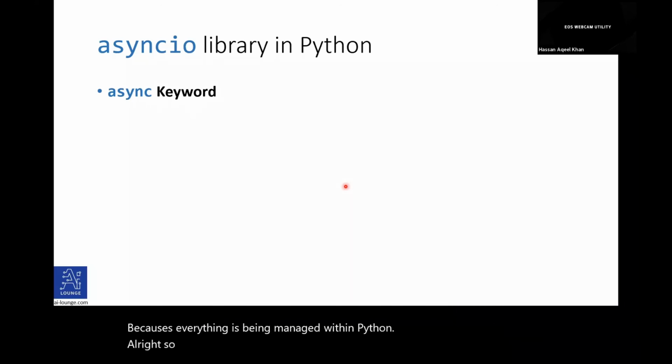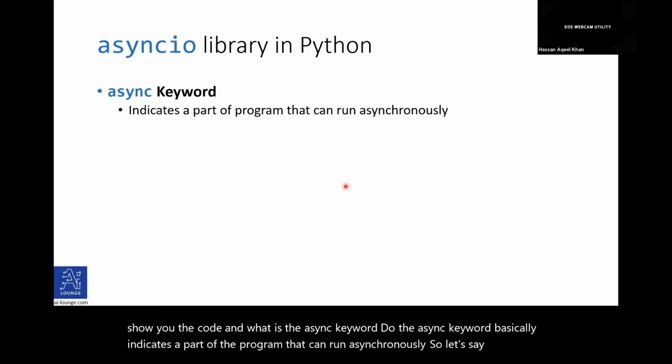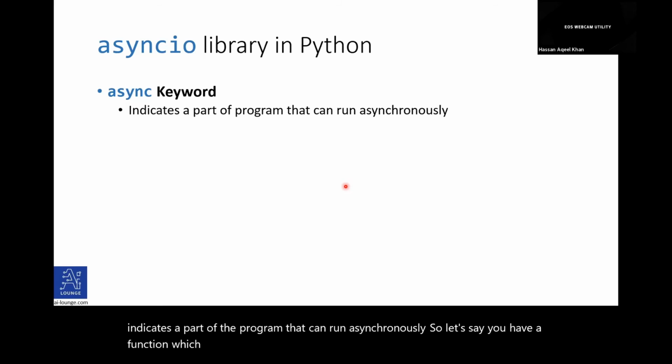All right, so let's talk about the async keyword and the await keyword before I actually show you the code. Now, what does the async keyword do? The async keyword indicates a part of the program that can run asynchronously. Let's say you have a function which is going to download data from some URL. You can ask the program to wait, right?